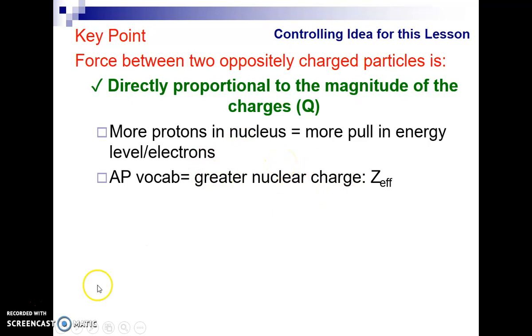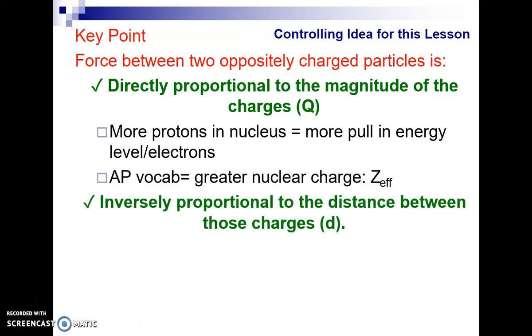So the AP exam wants you to say, as protons increase in the nucleus, they're exhibiting greater nuclear charge or greater effective charge. And you can abbreviate that with ZEFF. So again, more protons means greater effective charge or greater nuclear charge.